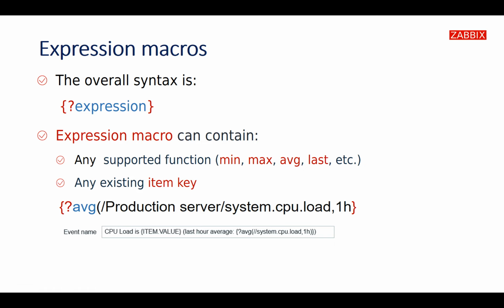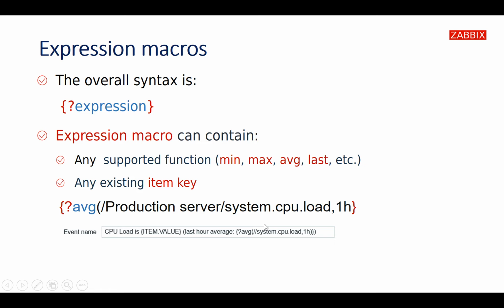Expression macros. One of the interesting pieces of information that we displayed was the average value for the last hour, and it was obtained by using an expression macro. So what does the overall syntax of an expression macro look like? We have an opening curly brace, then a question mark, followed by the expression itself and the closing curly brace. In this expression part, it can contain any supported function like minimum, maximum, average, last, and many others available in Zabbix, and can reference any existing key.